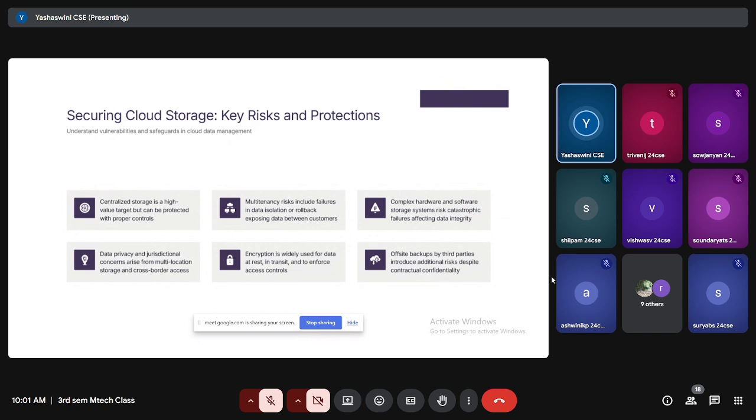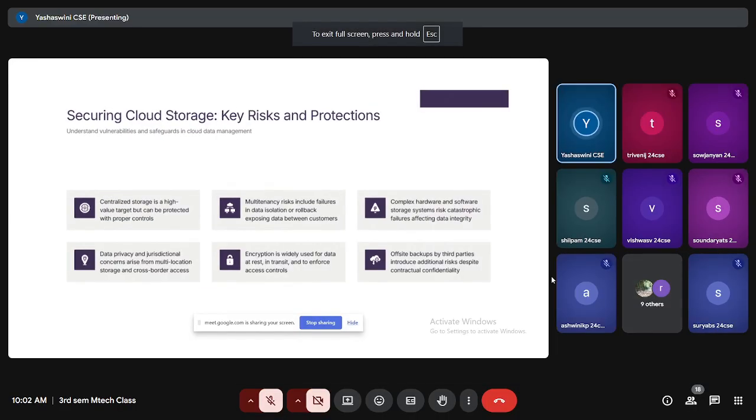be followed in order to understand the possible vulnerabilities that are there, and only once we know these vulnerabilities can we safeguard the resources that are there, and efficiently manage our data. Right, one is centralized storage. Whenever your storage is centralized, you can have a high value target. It is easy to protect whenever all data lies in one particular centralized storage with proper controls. Only the authenticated user will be able to access this centralized storage.